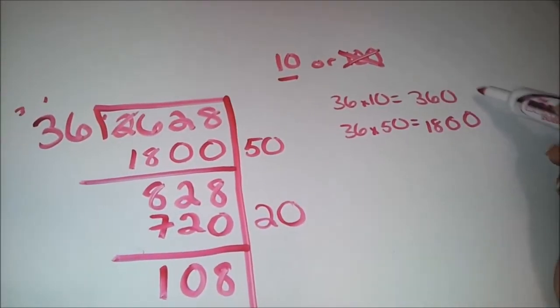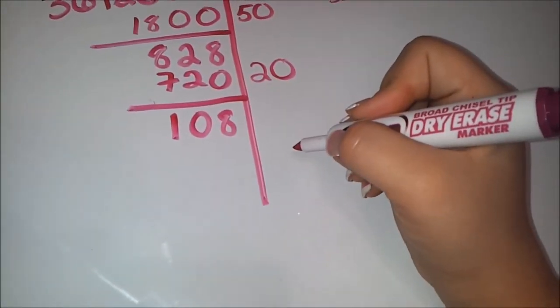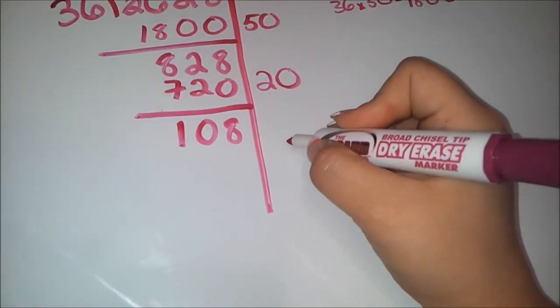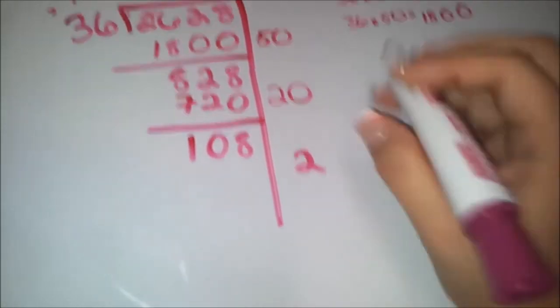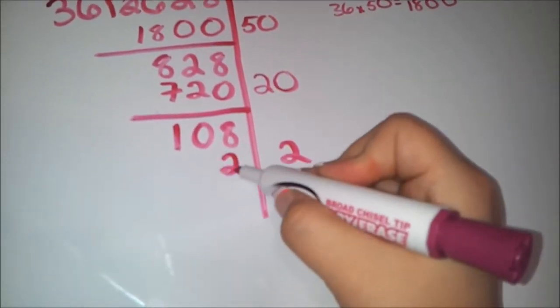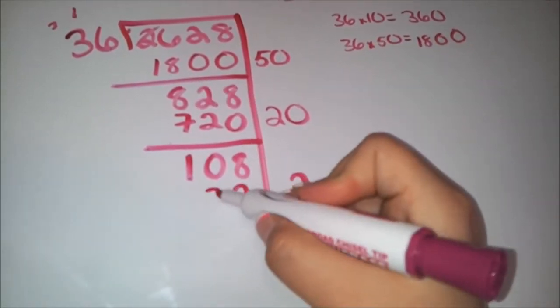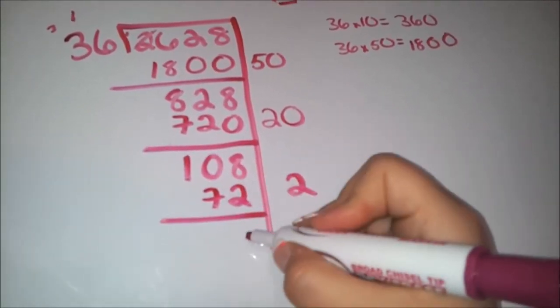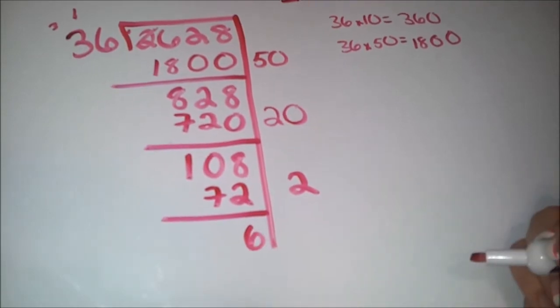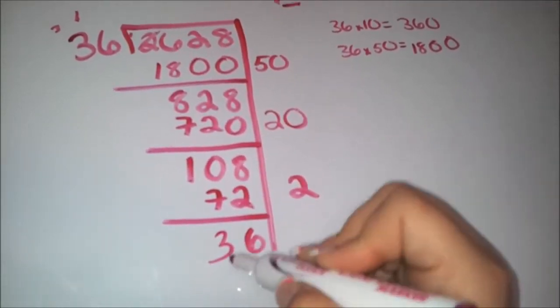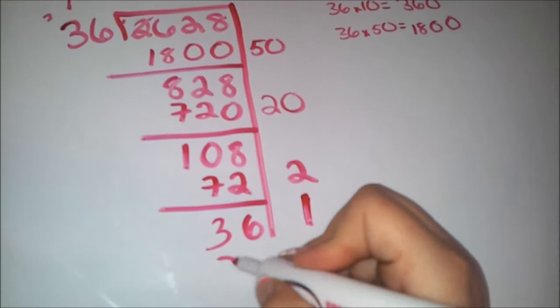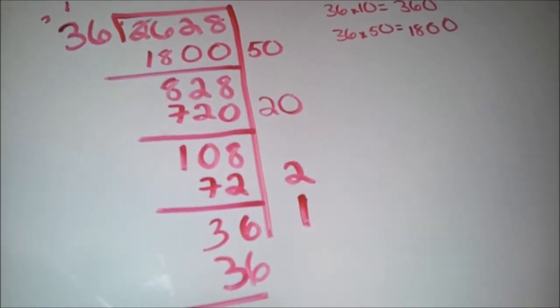Okay. Now, we know we can't do tens anymore. That's going to be too big. So 36 into 108. Let's try 2. 2 sounds good. That'll probably be a good size number. 2 times 6 is 12, so write 2. Carry the 1. 2 times 3 is 6 and 1 is 7. 72. Subtract. That gives us 36. That's the same, so we know that's going to be an answer of 1 with no remainder.